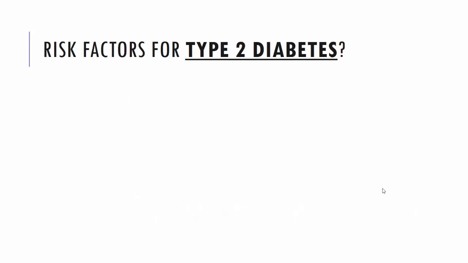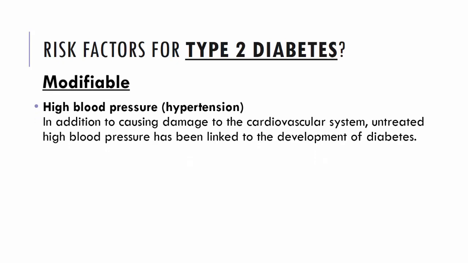Another risk factor that we do have an impact on is our blood pressure. High blood pressure or hypertension, in addition to causing damage to the cardiovascular system, if left untreated, has also been linked to the development of type 2 diabetes.